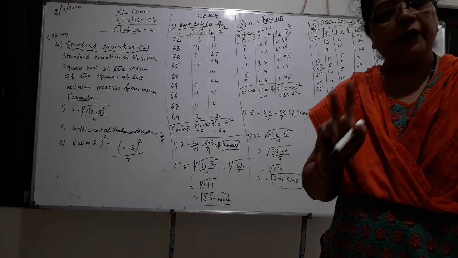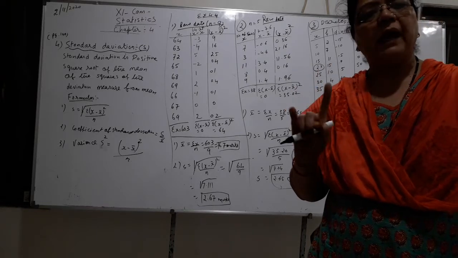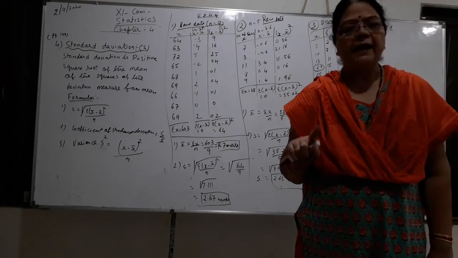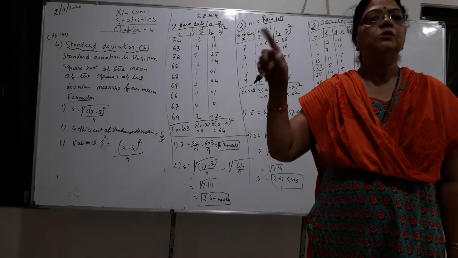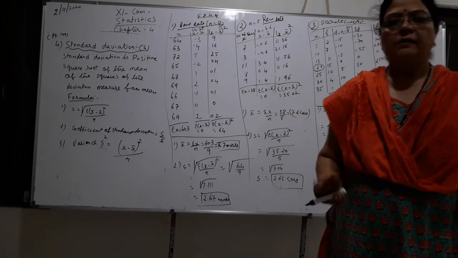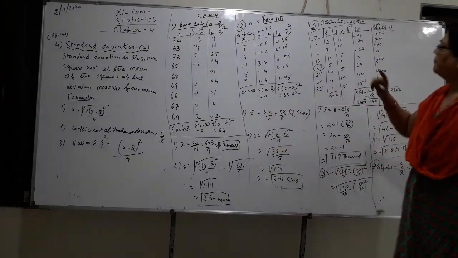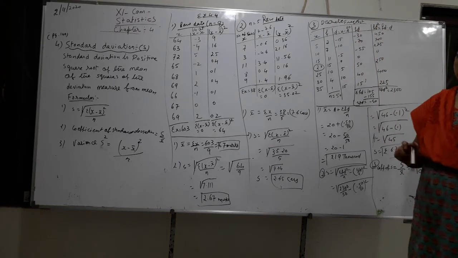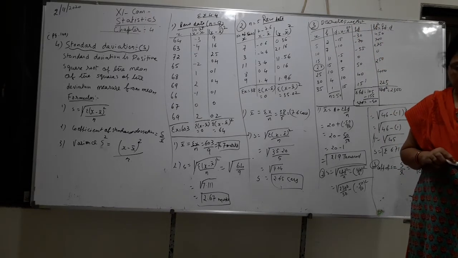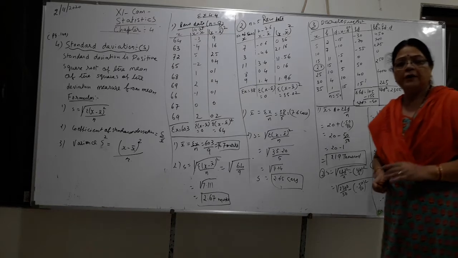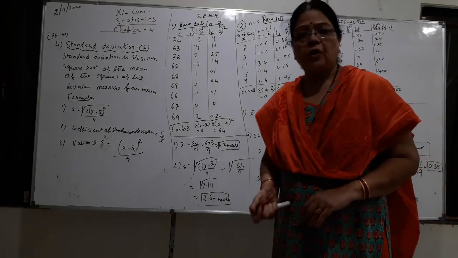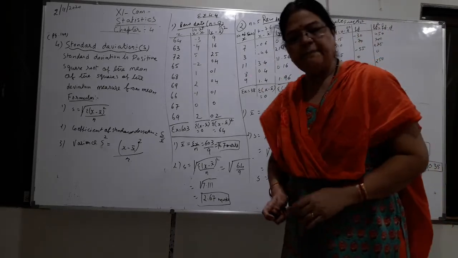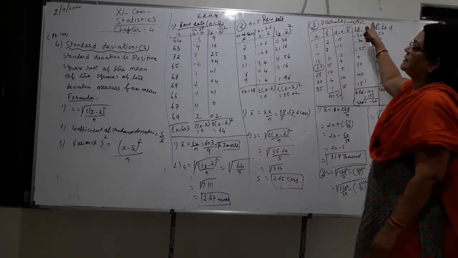Both are raw data. You have to do sigma x upon n and find out x bar for number 1, and then sigma x minus x bar whole square upon n. These are the two simple formulas. Now children, in the third sum it is discrete frequency distribution. Up till now, I think you have followed what is raw data, what is discrete and what is continuous. Okay. So this is discrete frequency distribution.